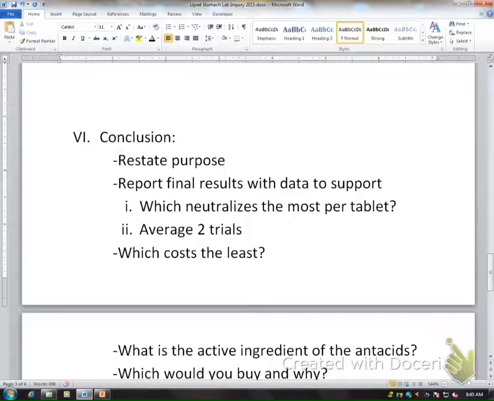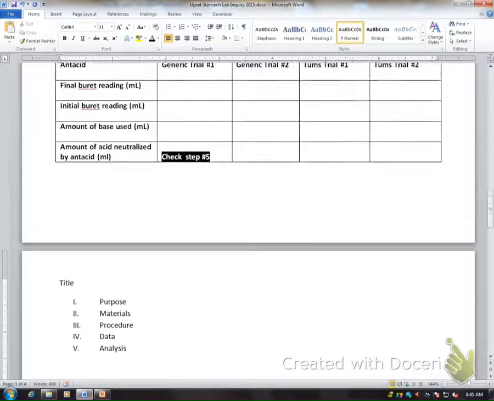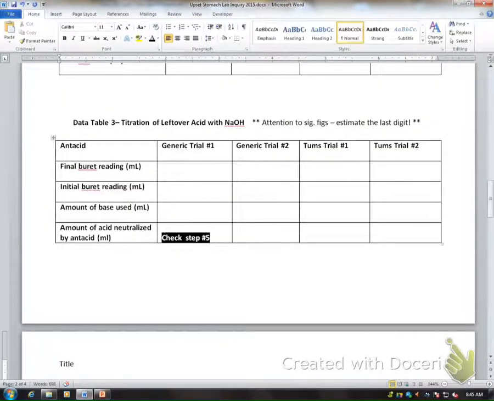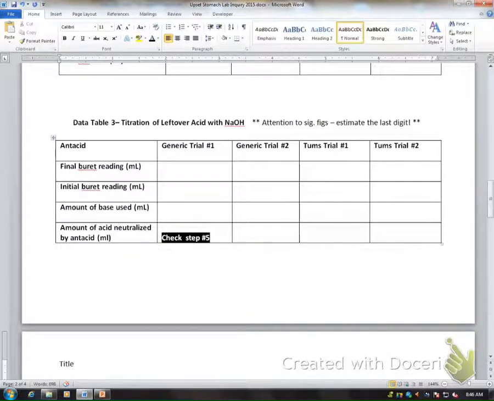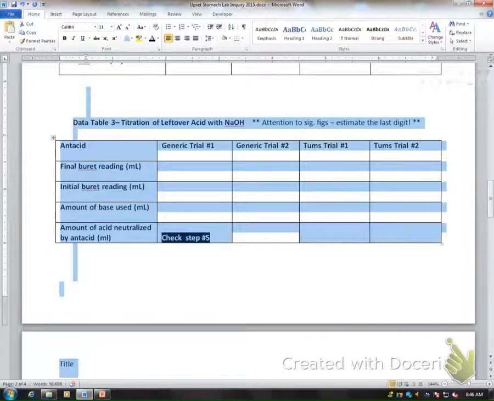Now, one thing I didn't point out in the analysis: when you go back, you have 2 trials, remember. So if I go back up, remember you have trial 1 and trial 2. For those 2 trials in your analysis, what you want to do is take the average of those 2. If your 2 trials are way off, let me know. We'll take a look at which one's going to be best. But hopefully, by being able to do 2 trials, we can see, how good was your titration? Were you able to retitrate and do the same thing 2 different times? So when you go through and do your analysis, use that average.